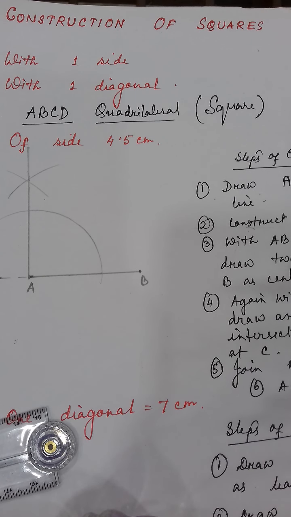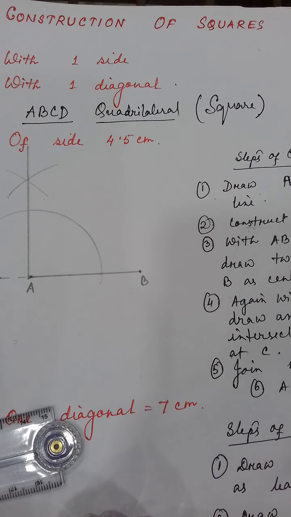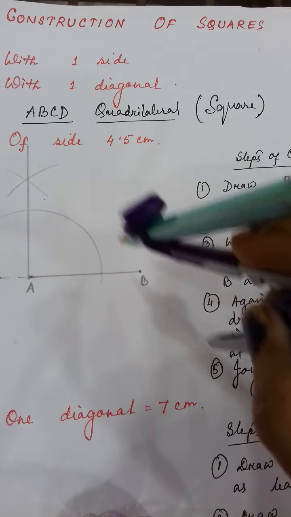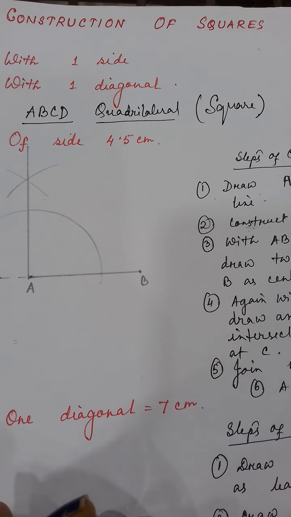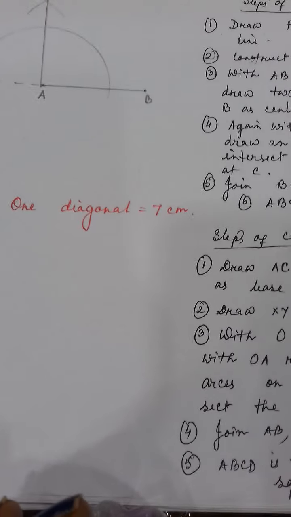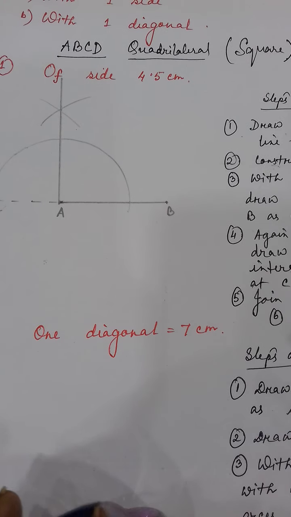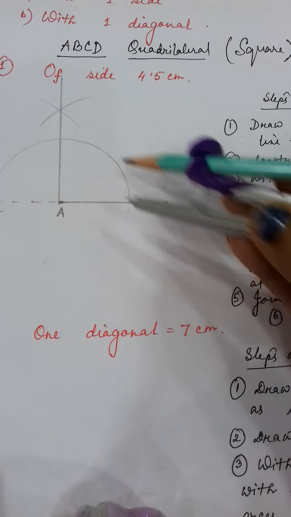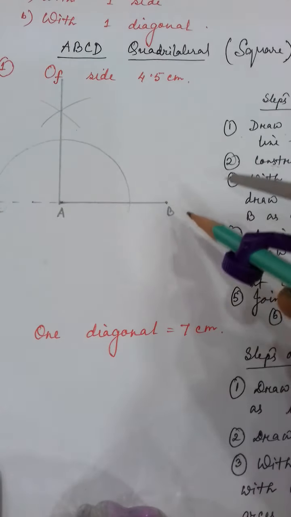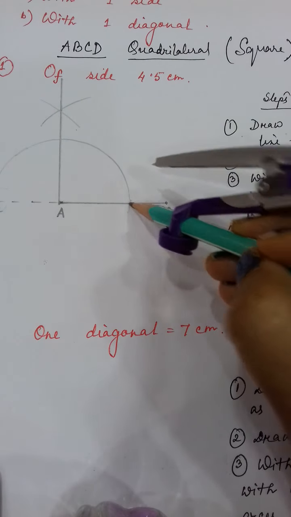Next you will extend the line towards the left hand side. Clear? Next with this center you will draw a semicircle. After drawing the semicircle, you will see the semicircle will meet this baseline at 2 points. This is one point and this is another point.